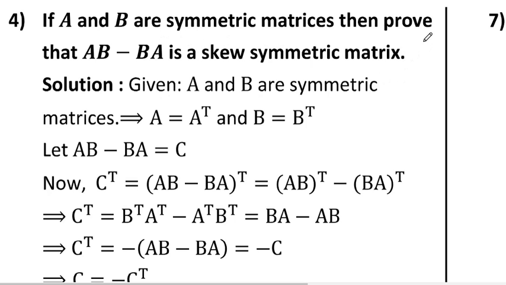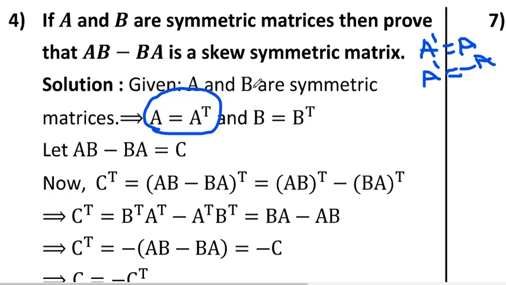A matrix is said to be symmetric if A transpose or A dash is equal to A, and it is said to be skew symmetric matrix if A dash is equal to minus A, and this is the result you should know. And it is given that A and B are symmetric matrices, and that implies A is equal to A transpose, and B is also symmetric, therefore B is equal to B transpose.